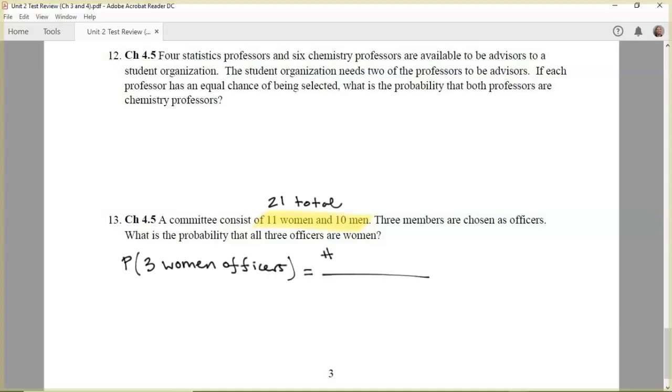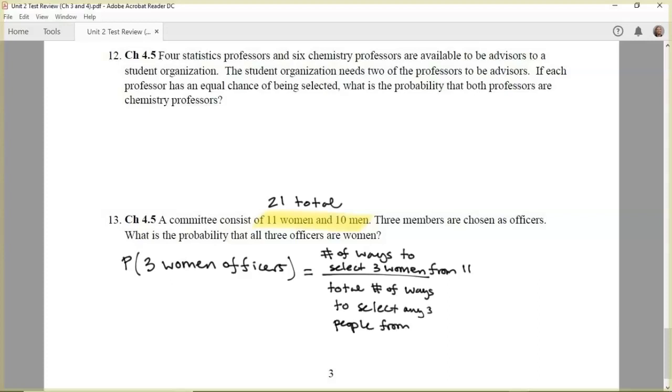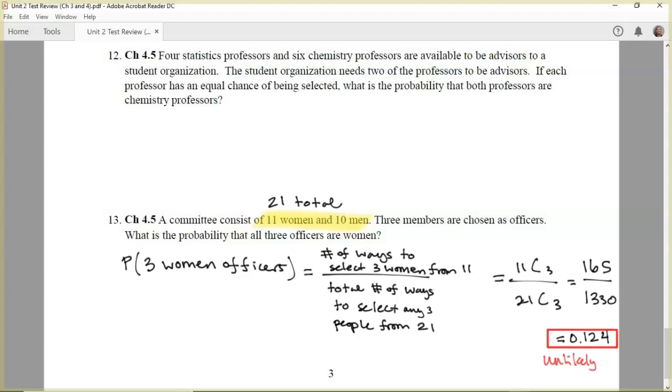So again, in words, the number of ways that we can choose 3 women from 11 women, and our sample space is the total number of ways that we can select any 3 people from 21 people. That's what we want to look at. This is the desired event in our probability statement, and this is the total possible outcomes for our sample space. So we have 11 choose 3, divided by 21 choose 3, and we evaluate that using the formula, and we get 165 divided by 1330, which is 0.12, which is an unlikely event.